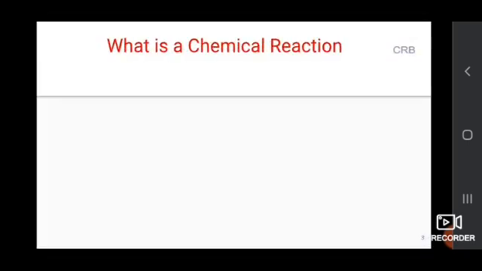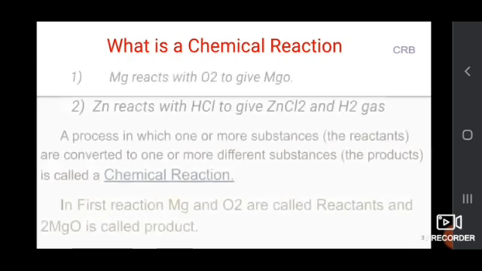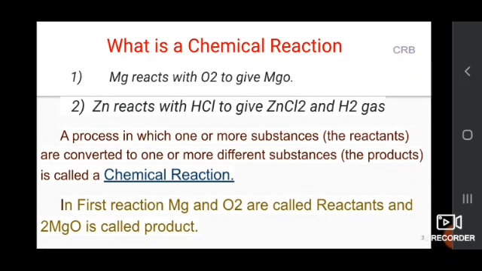So, first one, what is a chemical reaction? Here we have two chemical reactions. First one, magnesium reacts with oxygen to give magnesium oxide. The second one is zinc reacts with hydrochloric acid to give zinc chloride and hydrogen gas.